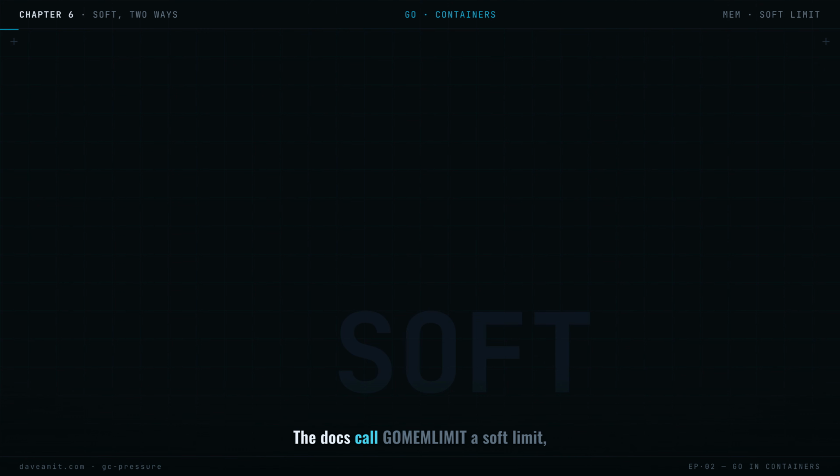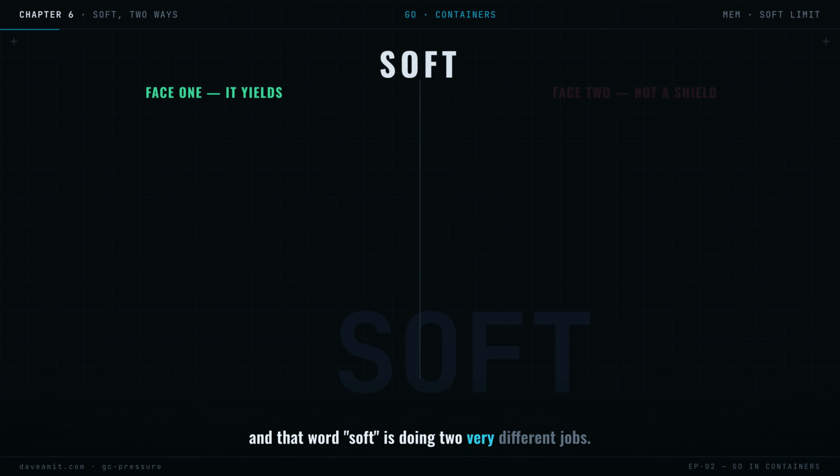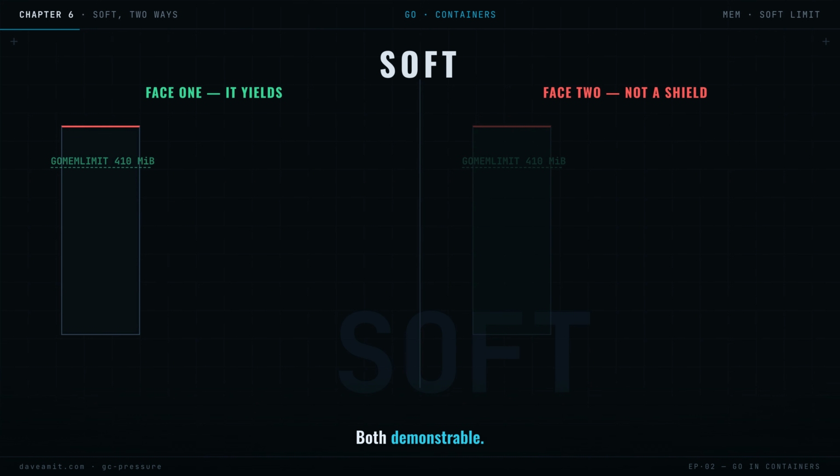The docs call GOMEMLIMIT a soft limit. The word soft is doing two very different jobs, both demonstrable.